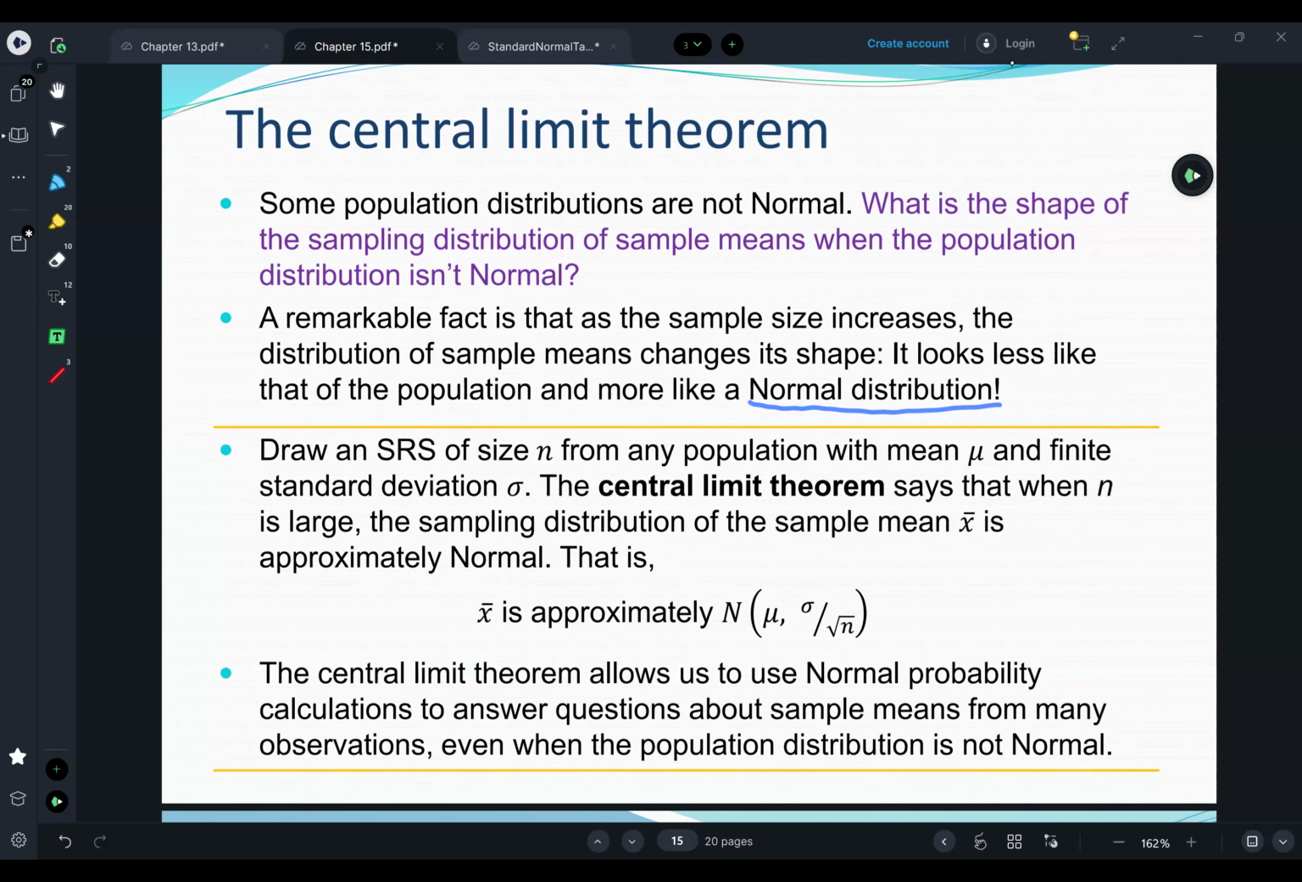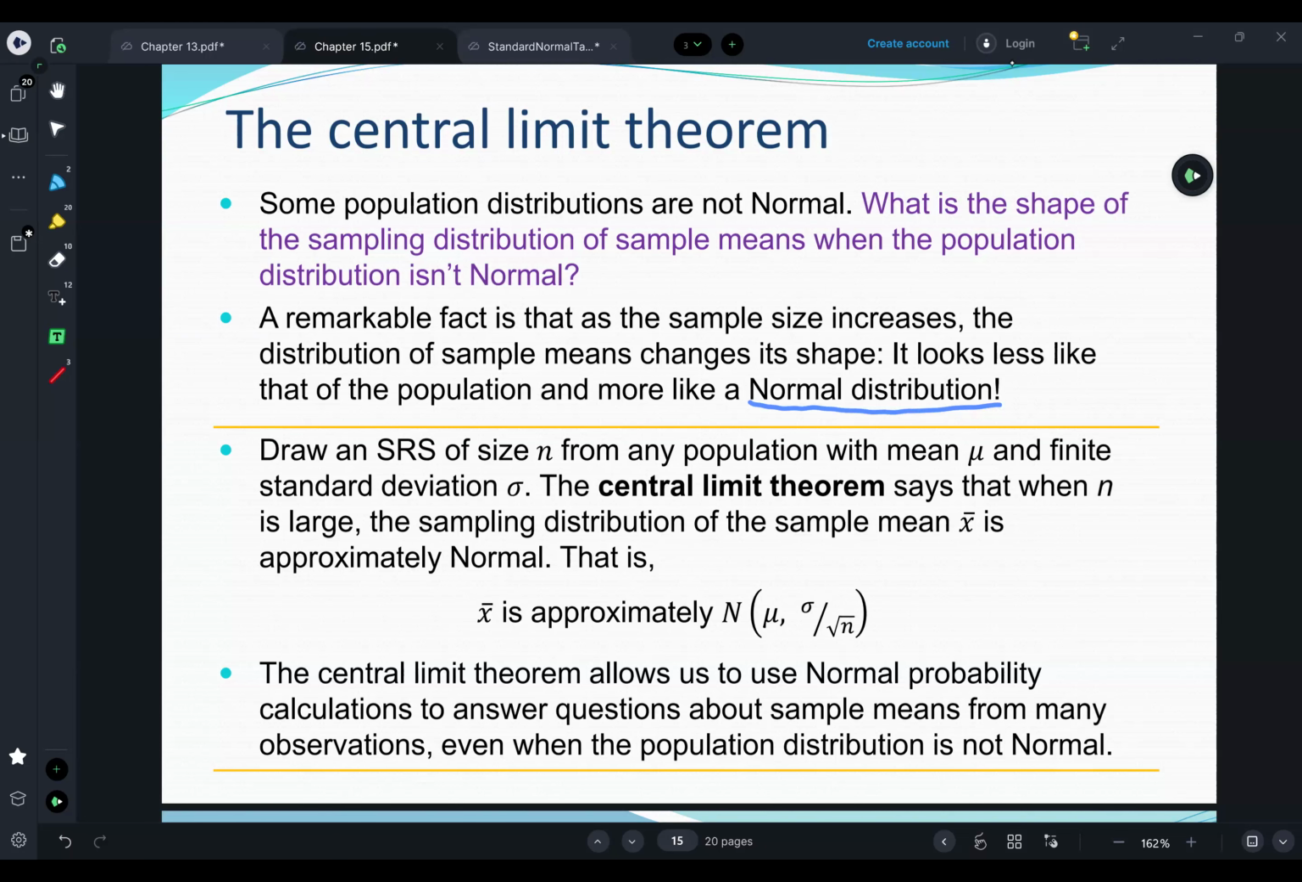You draw a simple random sample, SRS, of size n from any population with mean mu and a finite standard deviation sigma. It has to be finite. Some exist that don't. The central limit theorem, though, says that when n is large, the sampling distribution of the sample mean x bar is approximately normal. It won't be exact, but it will be good enough. It will be approximate. And so it will be normal with mean mu and standard deviation sigma over the square root of n.